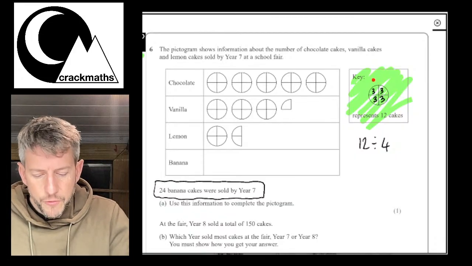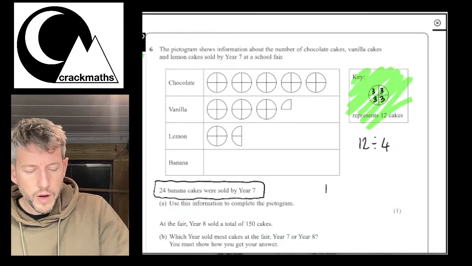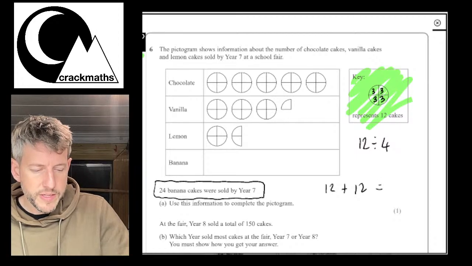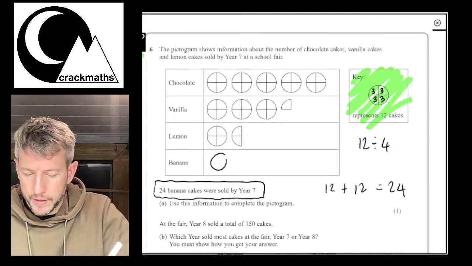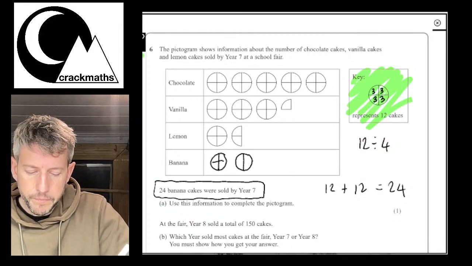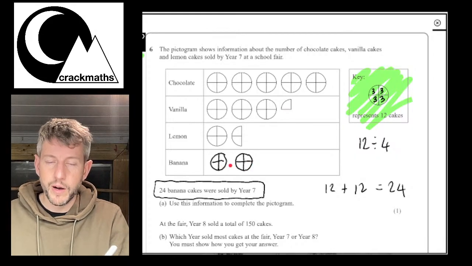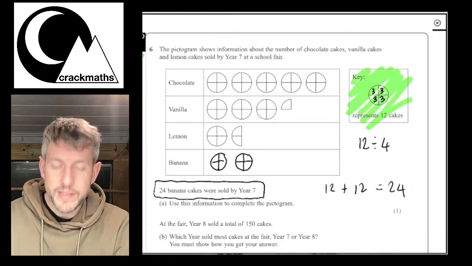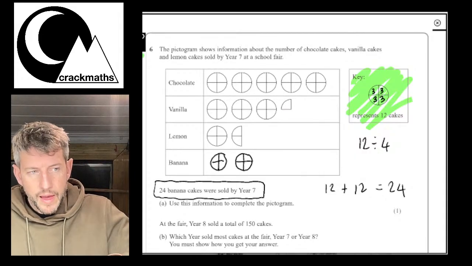So, if we know that each circle is worth 12, well, 12 add 12 makes 24. So we're going to need 2 circles here for the banana cakes. So that's 1 circle, 2 circles. That's 12, that's another 12. So that is now 24 cakes.